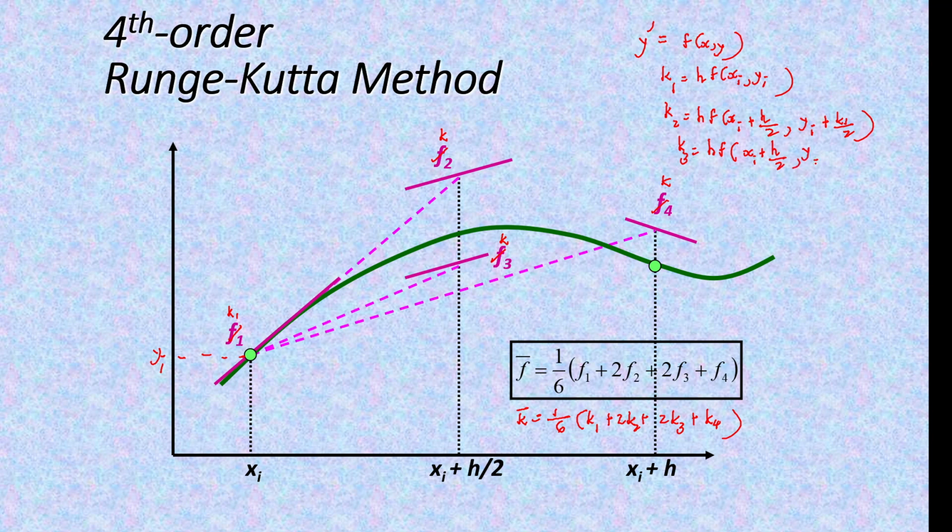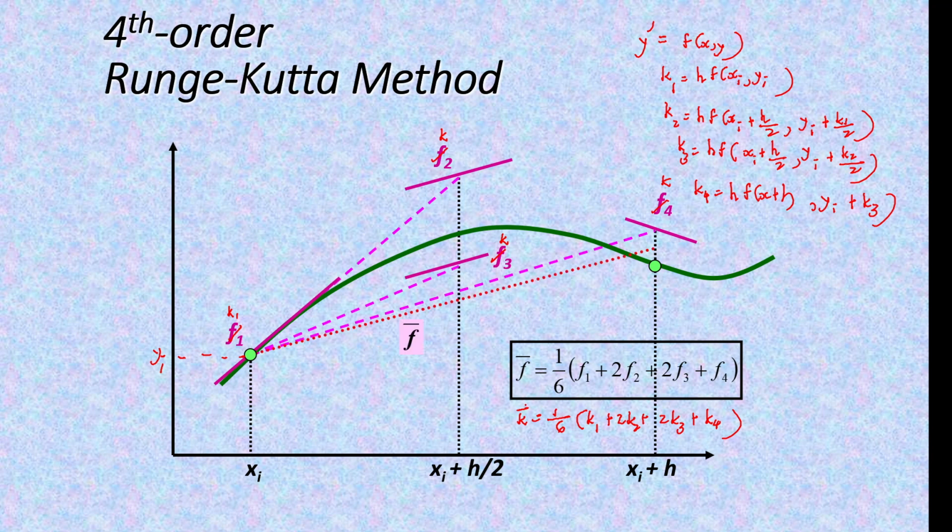And then K3 uses y plus K2 over 2. And then K4 is evaluated at x plus h. At K4, y is actually y_i plus K3.